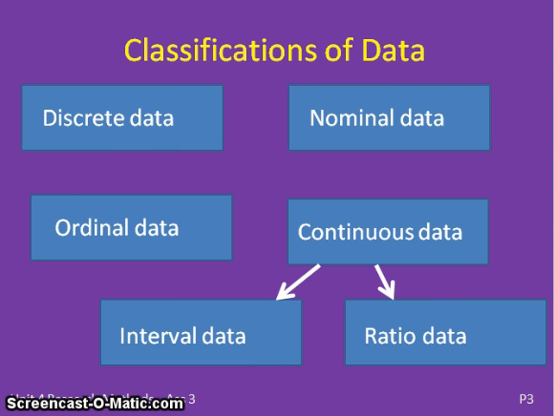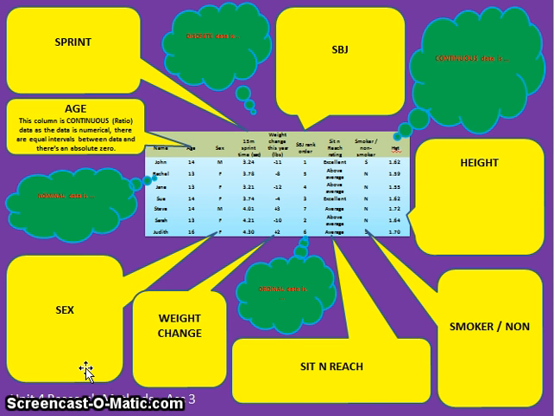Right, here we've got a table. So I'm just going to take you around the table. Right, standing broad jump. This is ordinal data. As we see, it's presented in rank order. If you see closely, all these numbers, but it doesn't actually say their results, making it ordinal.